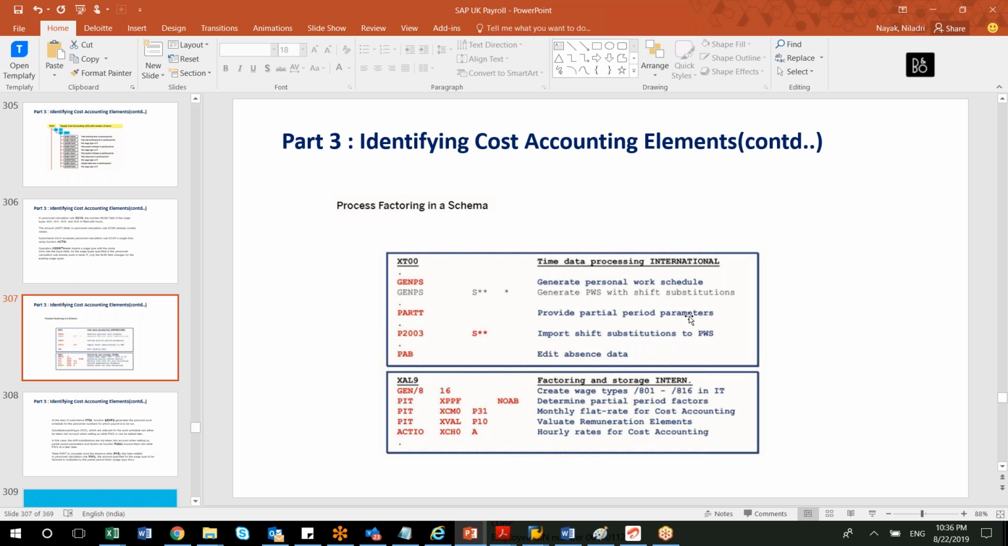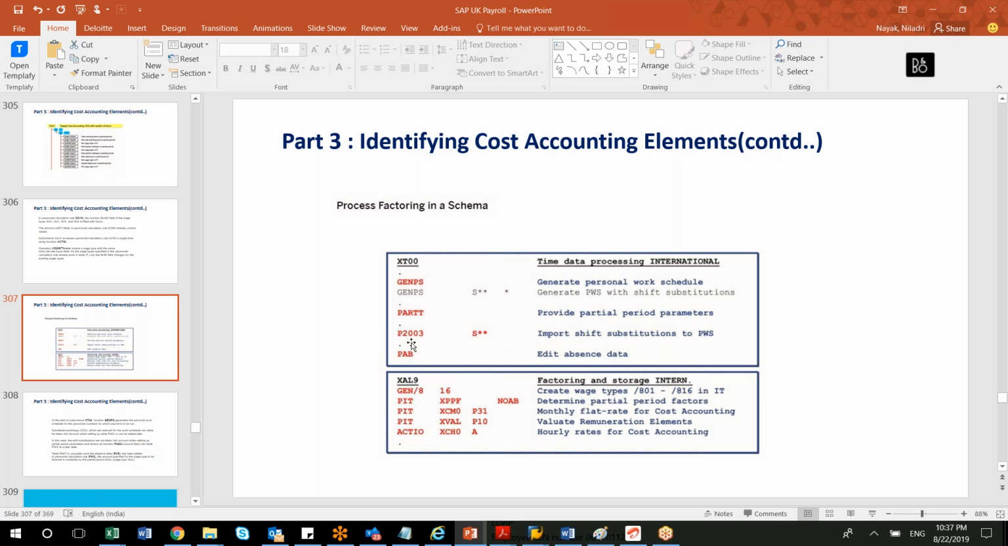Factoring also is a concept. It is an overlapping subject between your time management and payroll. But as it is more towards calculations related to pay, people mostly cover it under the PARTT function in the payroll part only. Even if the time management is there, you can still see this concept in the payroll topic as well. So this is one of the important functions. PARTT is responsible for providing all the PPM, that is your partial period parameters.